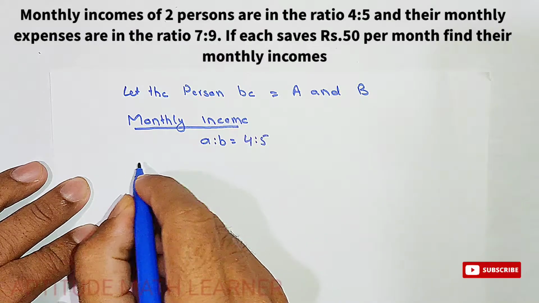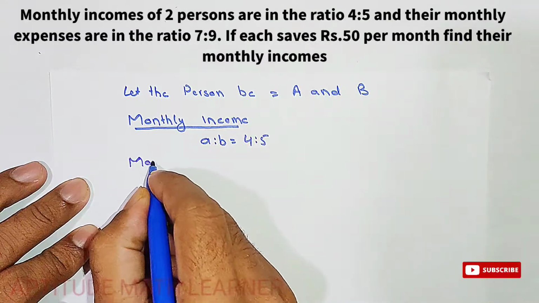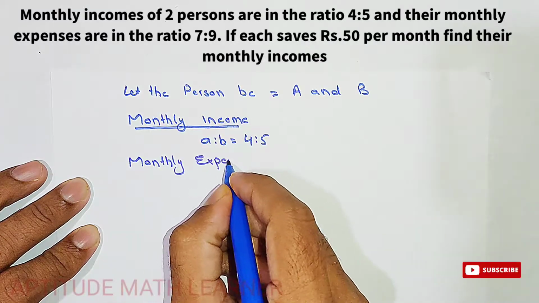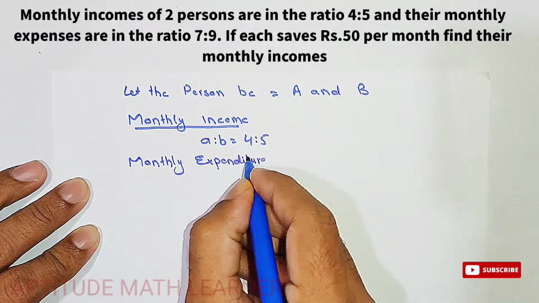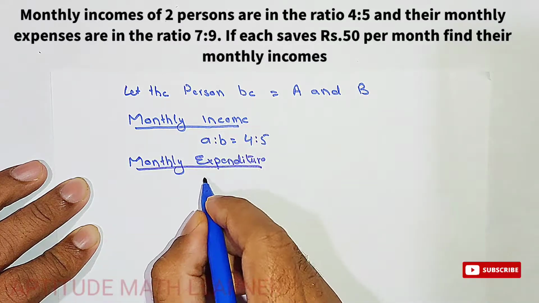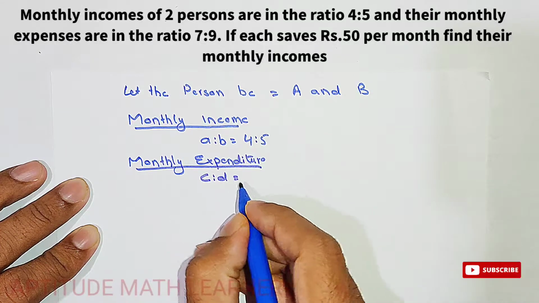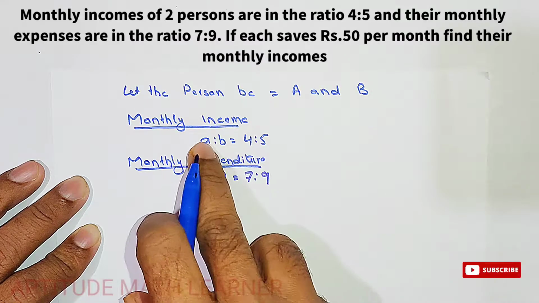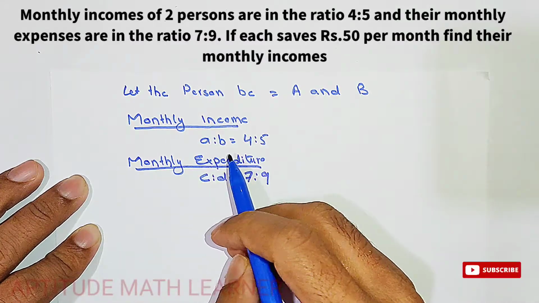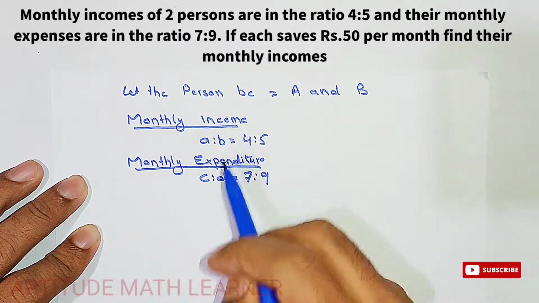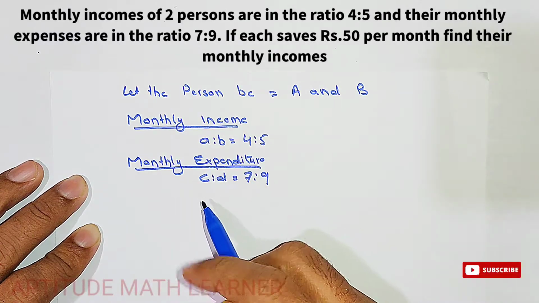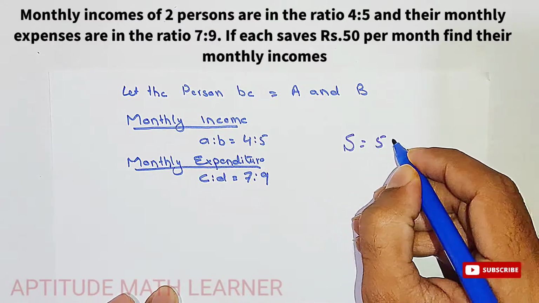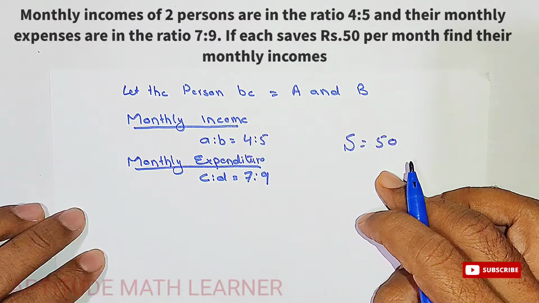And their monthly expenditures, we take it as C/D, and that is in the ratio 7:9. So these are the expenditures. We have taken A/B for the income, and for the expenditure we have taken C/D, and their savings are 50 rupees per month.